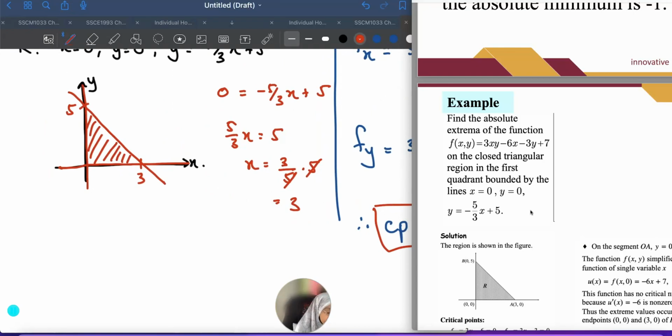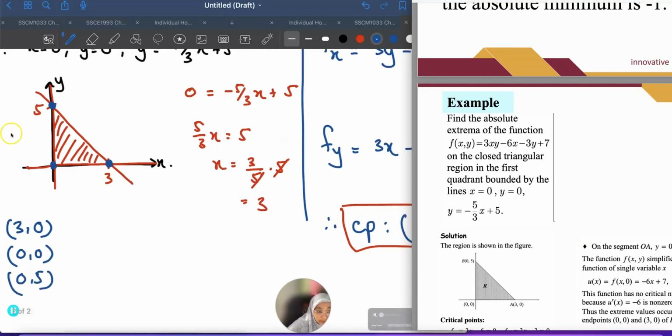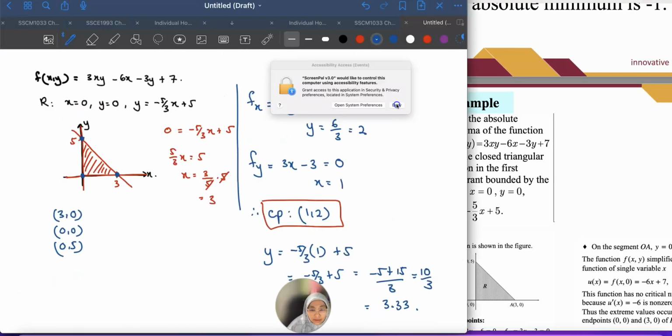So you got 3 points as the vertex. This one, this, and this. You have to check the value on those 3 vertices. So the points that you have here are 3, 0, and then 0, 0, and 0, 5. And you have to check that your 1, 2 is lying inside the region.